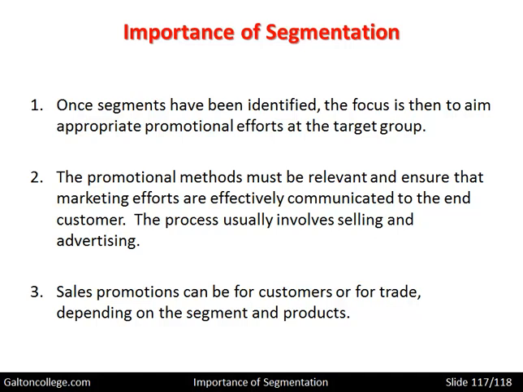Sales promotions can be for customers, for trade, depending on the segment and the product. So sales promotions could be aimed for customers or for trade. Companies sometimes sell directly to the public, or they could sell to other companies, depending on the nature of the product. So when we're looking at segmentation, we must also include the possibility that the company is selling to companies. Well, if it's selling to companies, then we could go through a different type of segmentation classification. So it depends on the nature of the product.